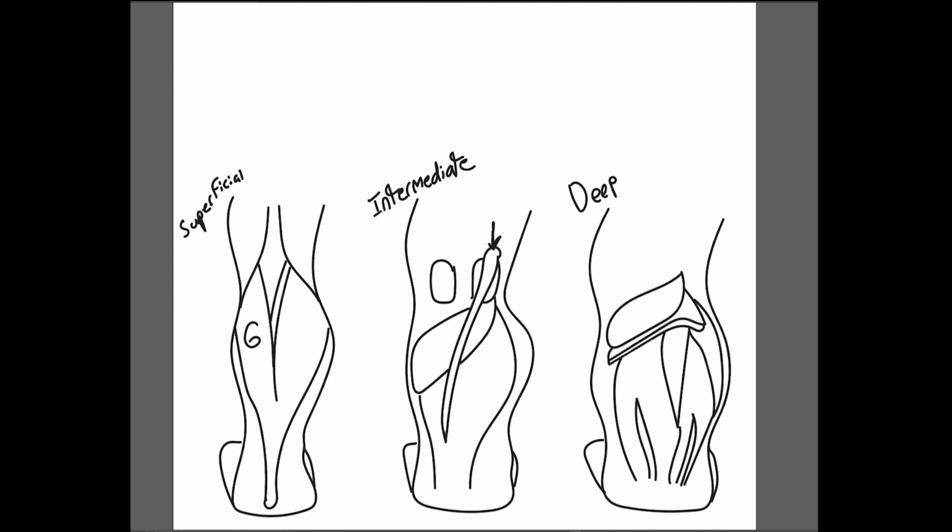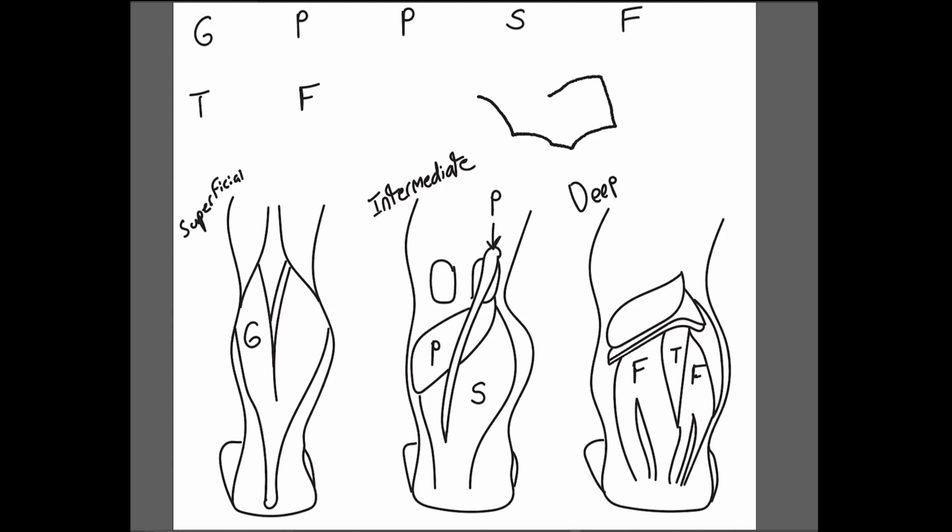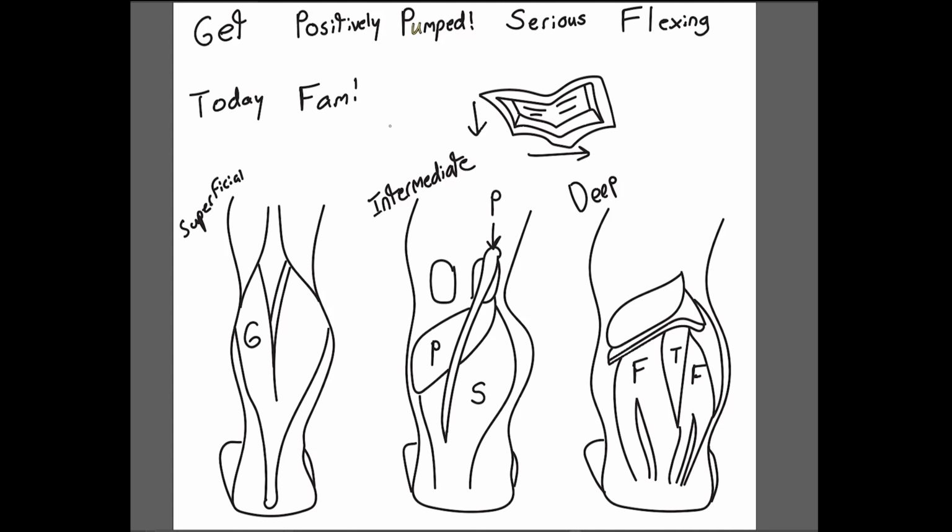As I stated before, it might help if you read the muscles like a book, so I order them in the mnemonic in that order. We will begin with the gastrocnemius, then we'll have the plantaris, the popliteus, the soleus, the flexor digitorum longus, tibialis posterior, and then finally the flexor hallucis longus. We will use the first letter from each of these muscles to make a mnemonic. Get positively pumped. Serious flexing today, fam. It sounds like something you'd say at the gym, which is a perfect topic to remember all of these muscles.